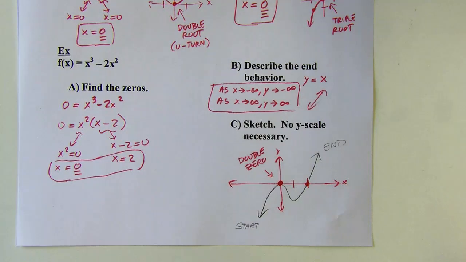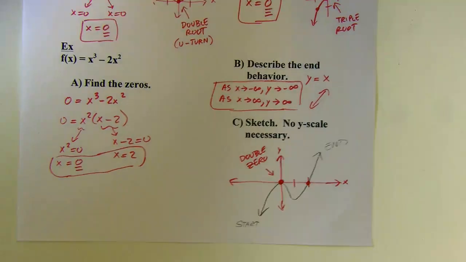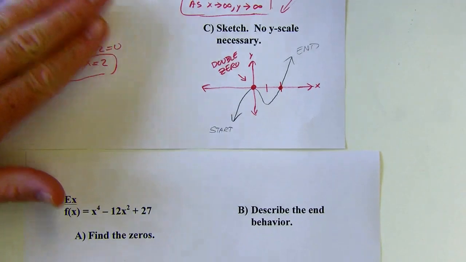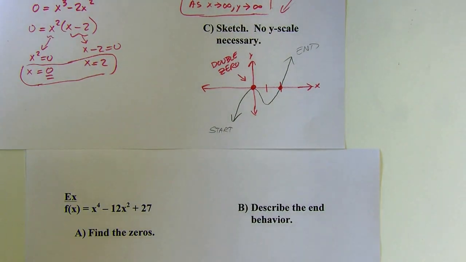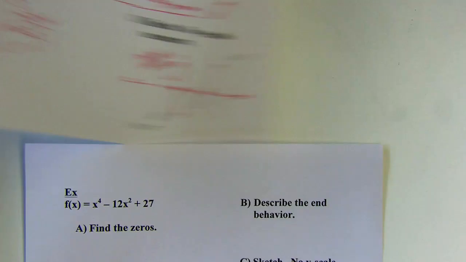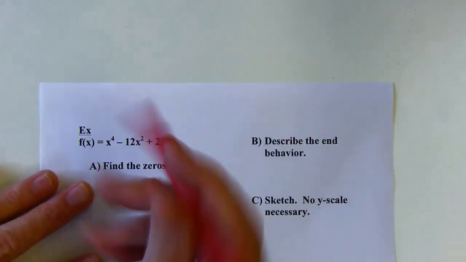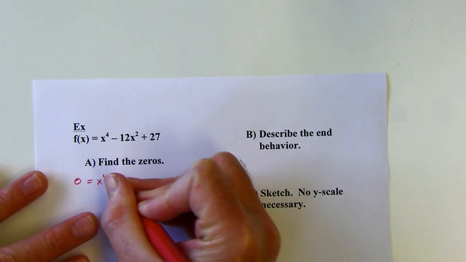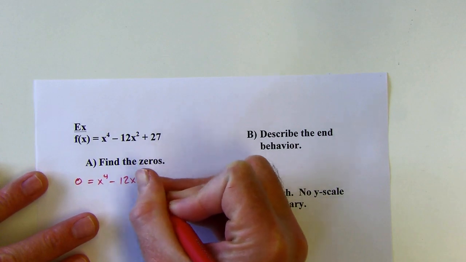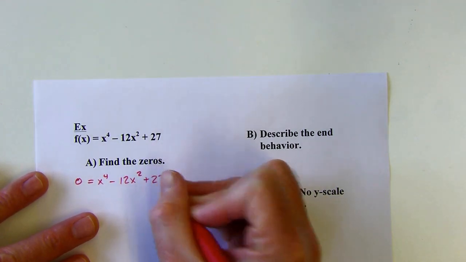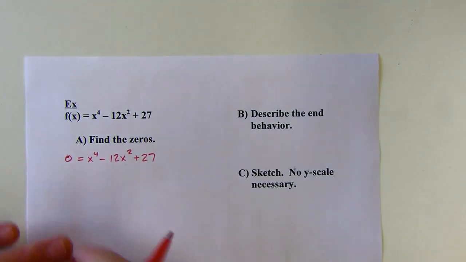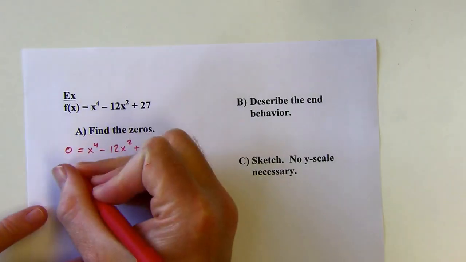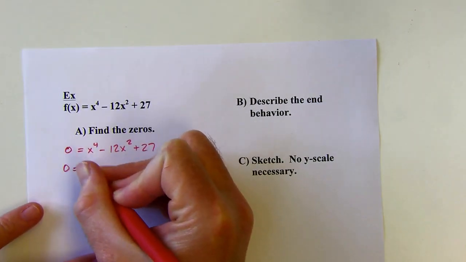Okay, got one more example on the next page. Okay, so I'm going to find the zeros on this next example. So I'm going to plug in 0 for y. And then I'm going to think about factoring this. Okay, so hey, this is a quartic trinomial, right? I've got a 4th degree trinomial. So this is going to be factorable, this particular one.